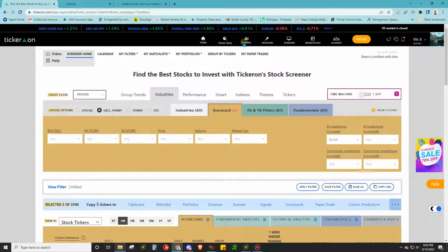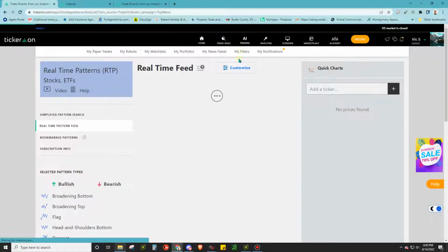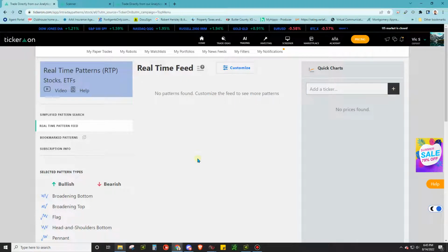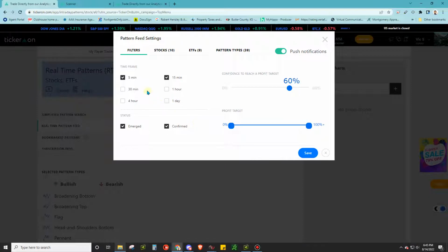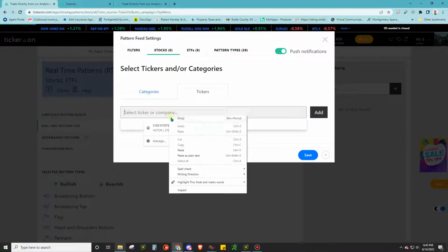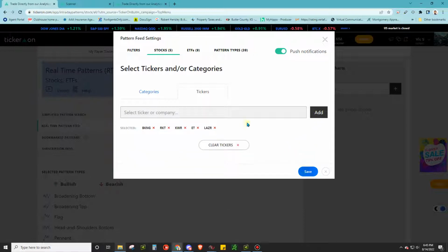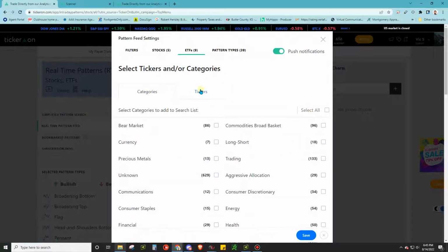And then I'm going to go over here to AI real-time patterns. So I'm going from the screener to AI real-time patterns, and this is how we're going to trade these stocks. We're going to trade these 5 bullish stocks, and we're just going to wait for signals to show up here. So we need to go in here to stocks, tickers, clear all those out, and then paste, add those, and clear the rest.